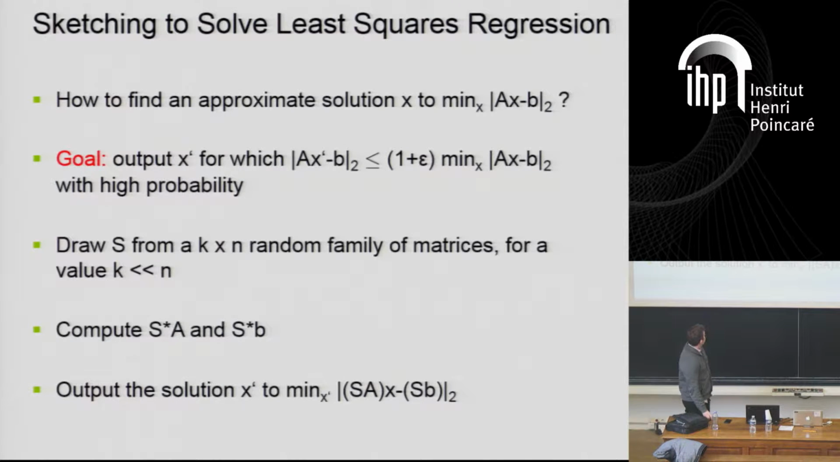So the cost really, for the regression problem, is computing S times A and S times b. And then solving this exactly is just going to take some polynomial in k and d time, which I like to think of as low order, if d is much less than n.